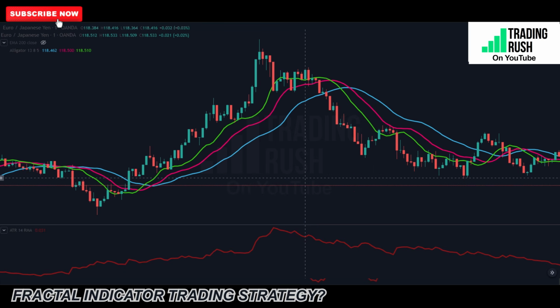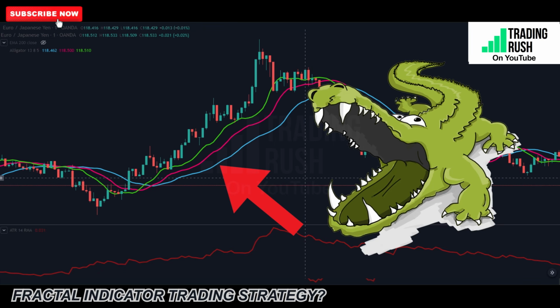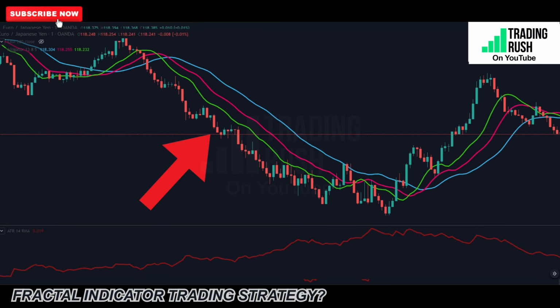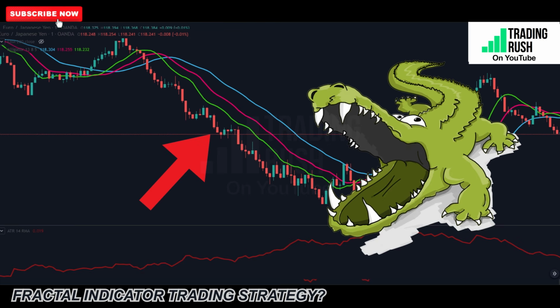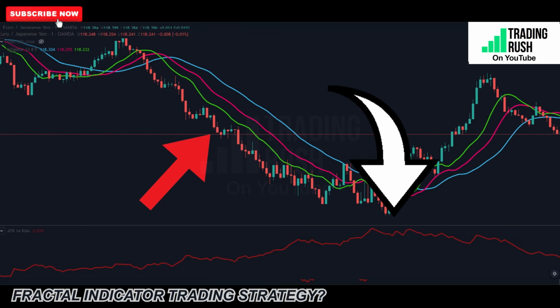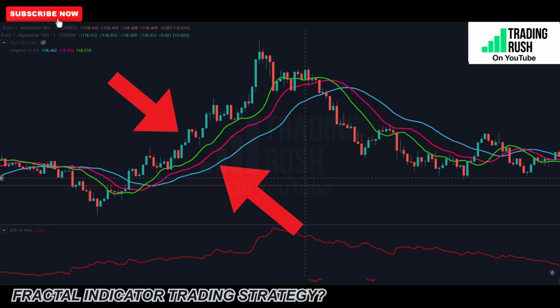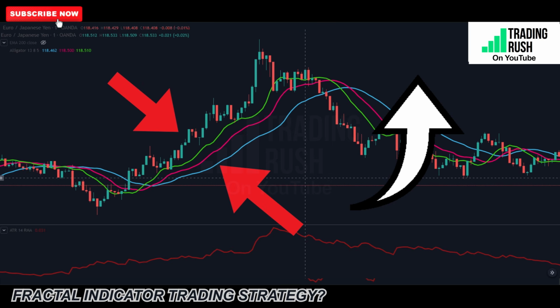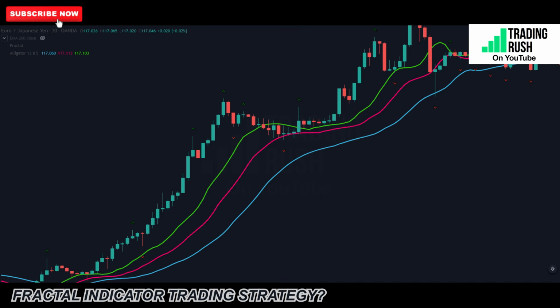We can use this alligator indicator to filter false signals. If you don't know how alligator works, let me give you a short explanation. When the price is below the alligator lines, the price is considered to be in a downtrend. And if price is above the alligator lines, the price is considered to be in an uptrend. So we can modify the basic fractal trading strategy and use it like this.